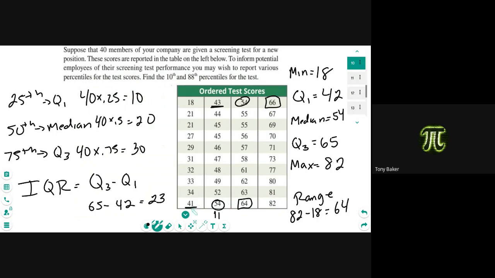But between 18 and 42, 23. Okay, so it's not equally spaced. It is the number of values in that term, in the data set that you have.